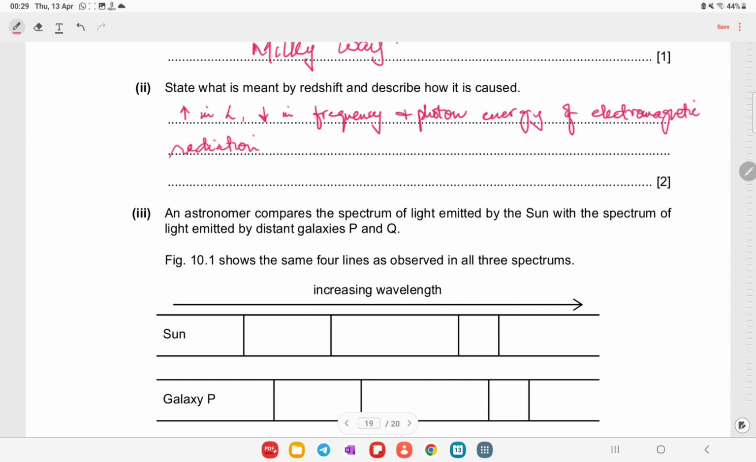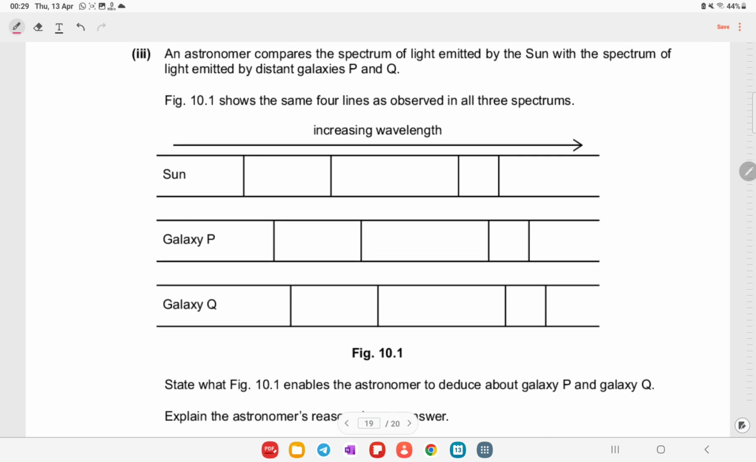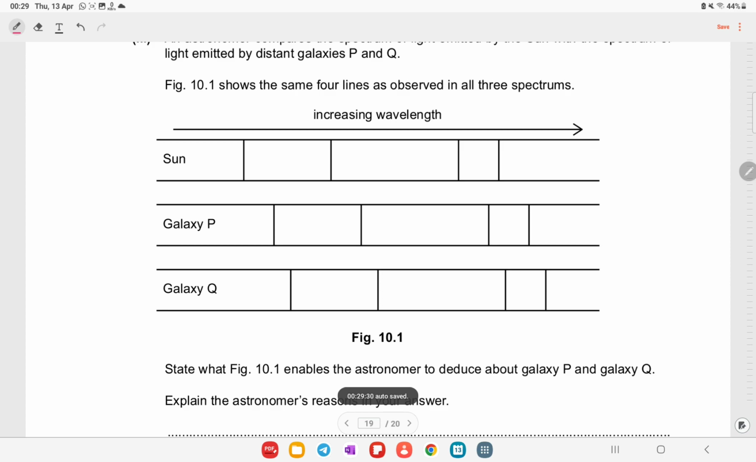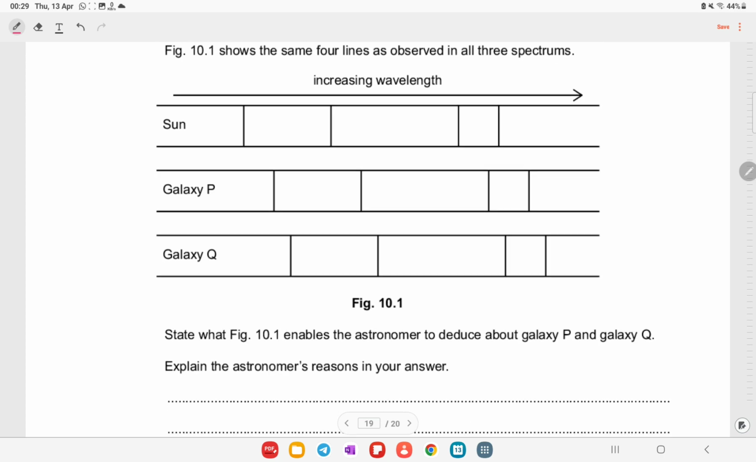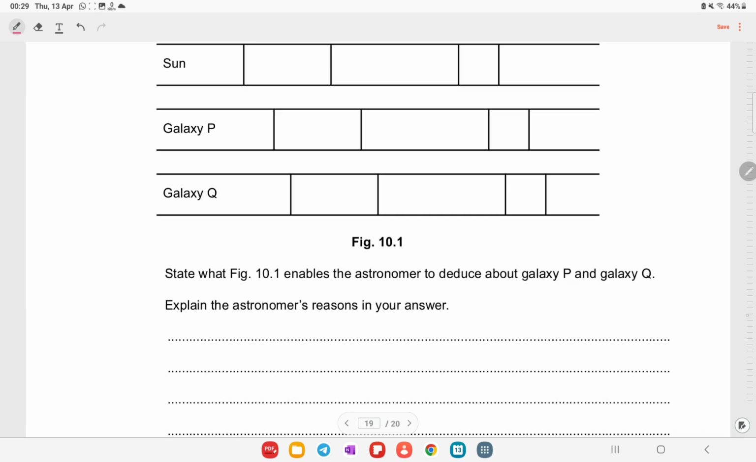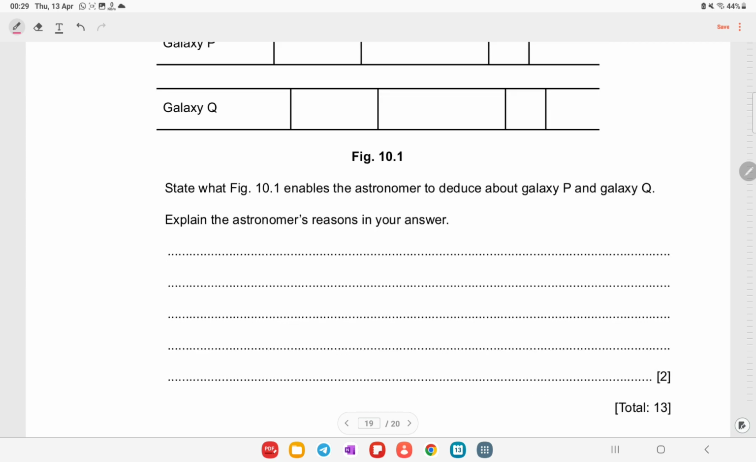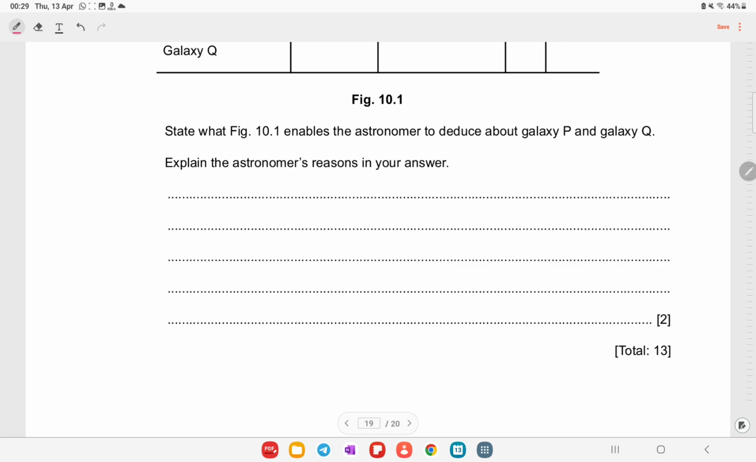An astronomer compares the spectrum of the light emitted by the sun with the spectrum of the light emitted by the distant galaxies P and Q. Figure 10.1 shows the same four lines as observed in all three spectrums. So increasing wavelength: sun, galaxy P, galaxy Q. State what the figure enables the astronomer to deduce about galaxy P and galaxy Q. Explain the astronomer's reason in your own answer.